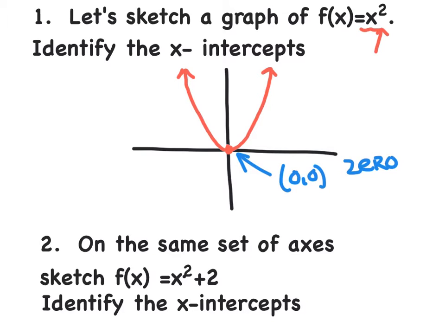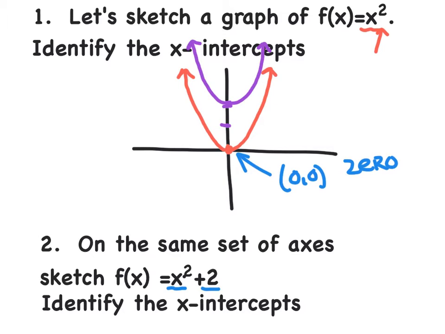Part 2. On the same set of axes, sketch f of x equals x squared plus 2 and identify the x-intercepts. Okay, so just think about it, it's a very similar graph. Notice it's x squared, so it's still a quadratic. This 2, though, is shifting your graph where? Hopefully you said it's shifting the whole function up 2. So I'm going to go up 2, and again I'm going to make my quadratic, or my parabola.